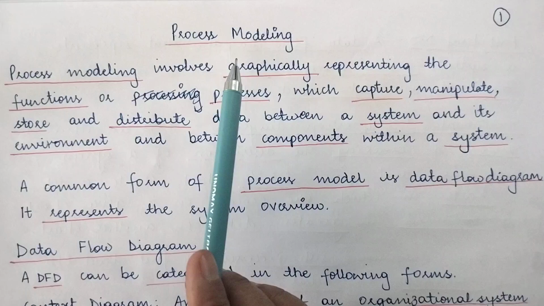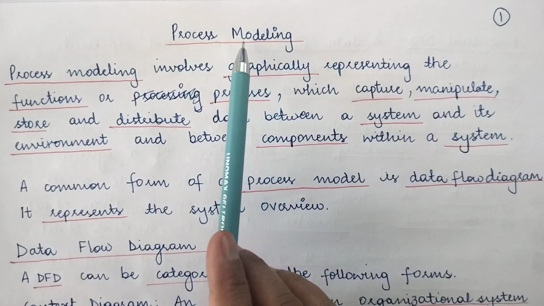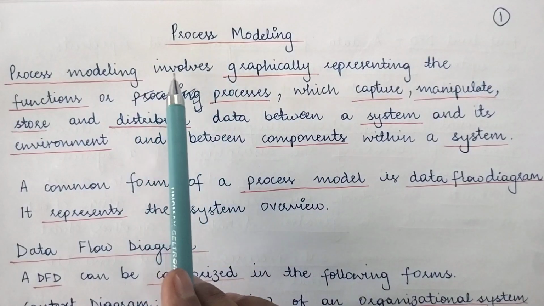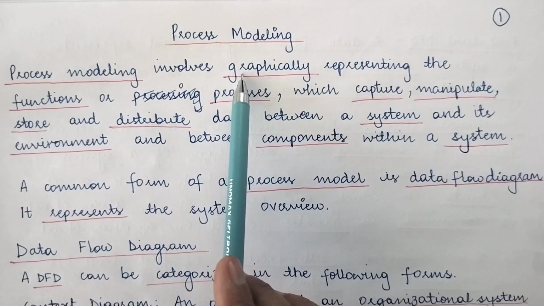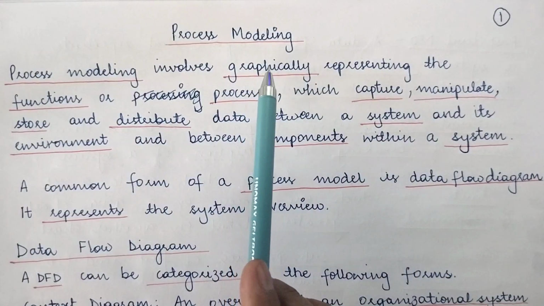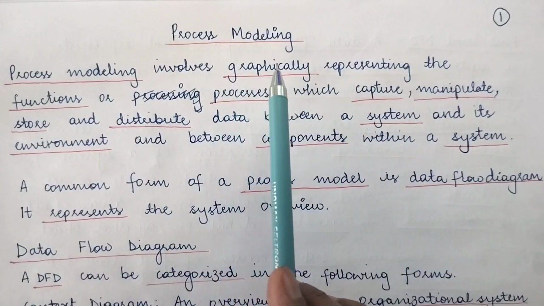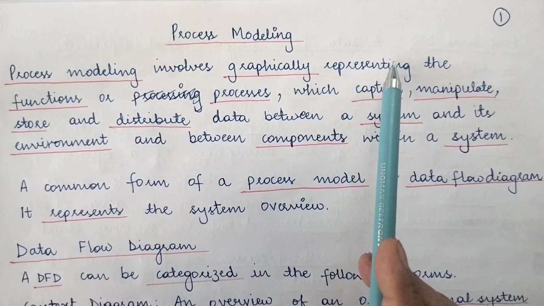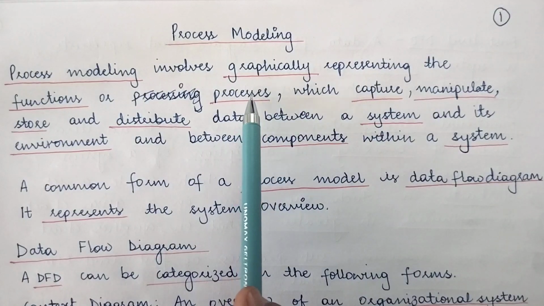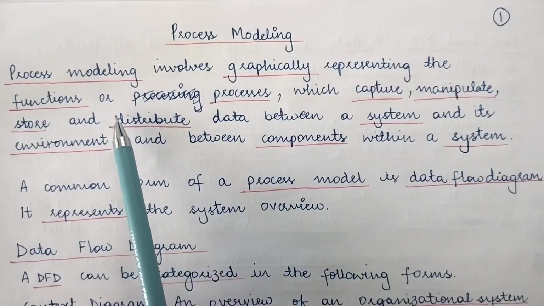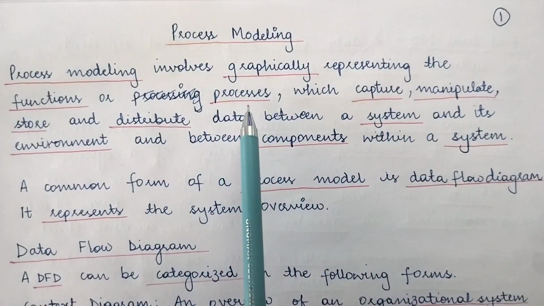So basically, what is process modeling? Now the name itself says process modeling. That means you're modeling the process. Whenever we are using models to represent something, it is a graphical representation. Therefore, process modeling also involves graphically representing the functions or processes, because we are modeling the processes, which are also known as functions.